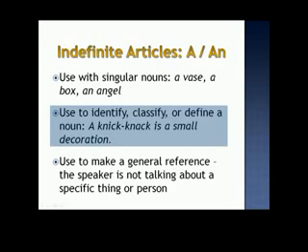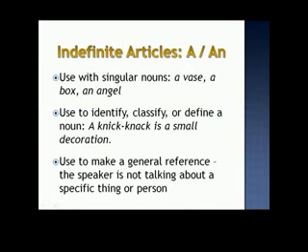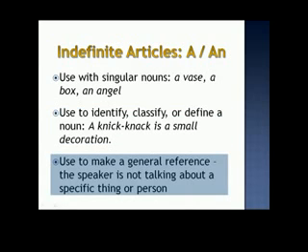We use indefinite articles to identify, classify, or define a noun. By that I mean we're naming something, or we're telling what kind of thing it is. If you don't know what a knick-knack is, I can define it for you. A knick-knack is a small decoration. We use indefinite articles to make a general reference. The speaker is not talking about a specific thing or person. This is important to understand. Indefinite articles are used to make a general reference.